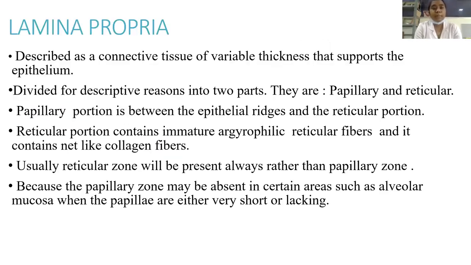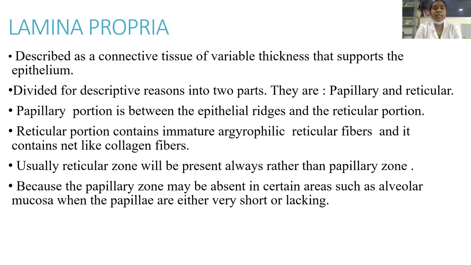Next comes the lamina propria. It is described as a connective tissue of variable thickness that supports the epithelium. It is divided for descriptive reasons into two parts, papillary and reticular. As we saw in the previous diagram, we can see the reticular lamina propria. Here, the papillary portion is between the epithelial ridges, and then the reticular portion.